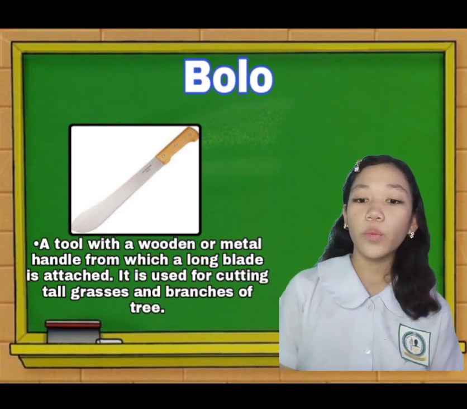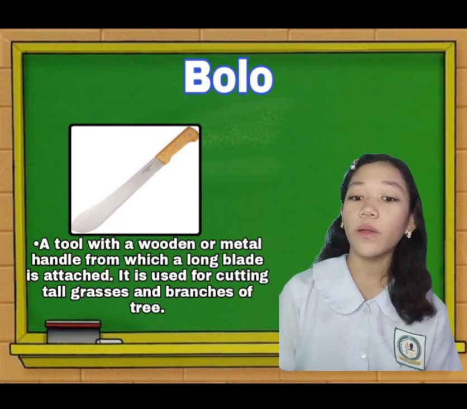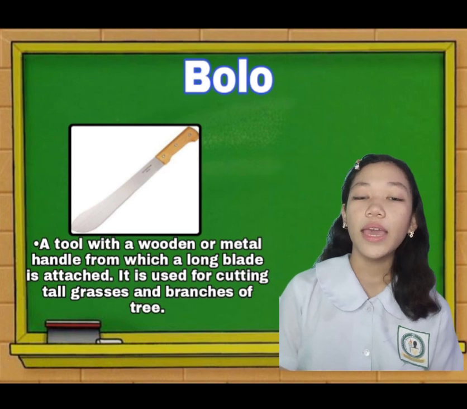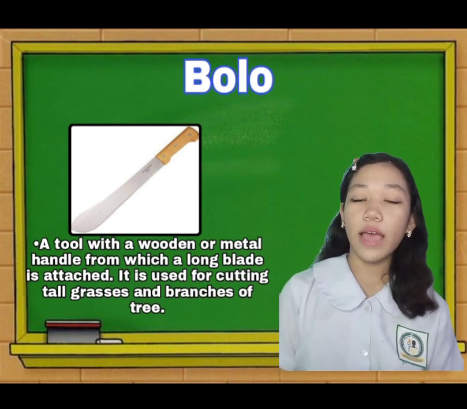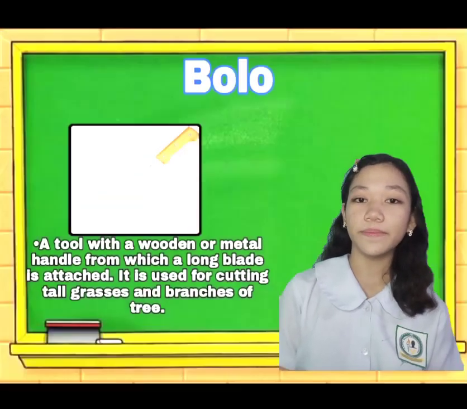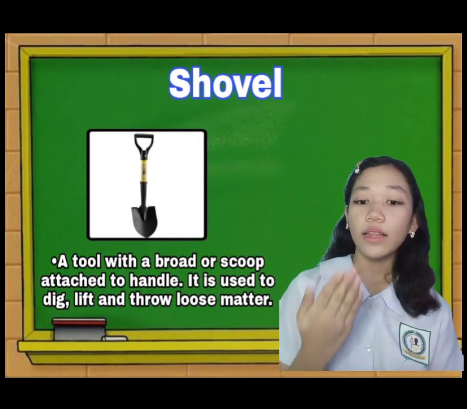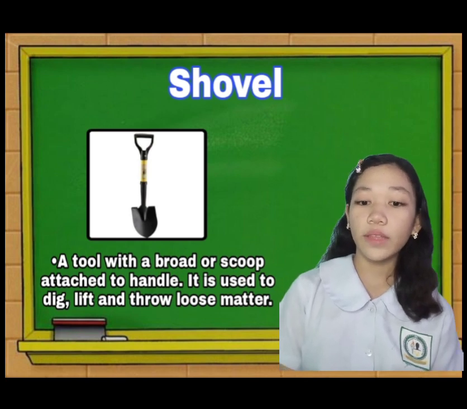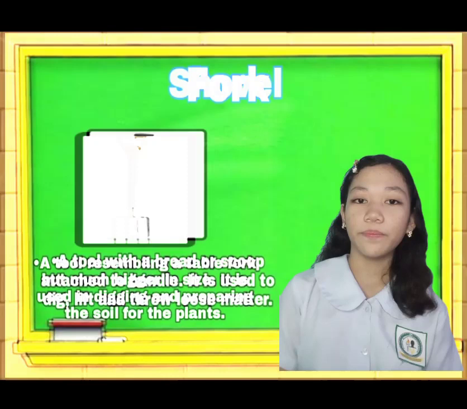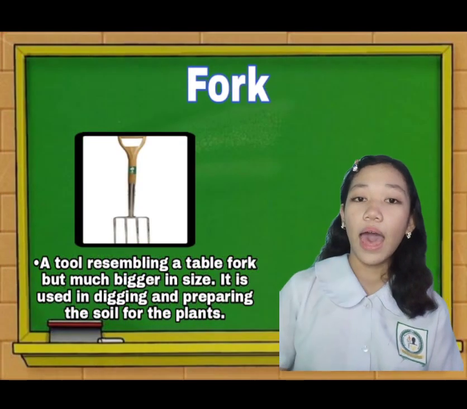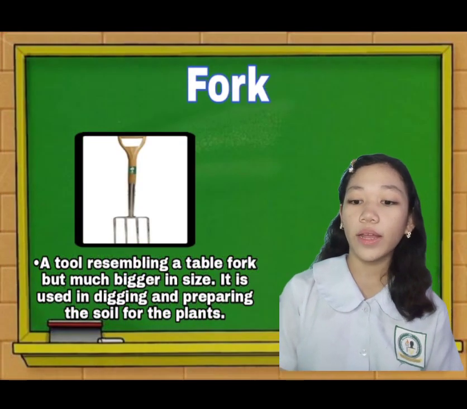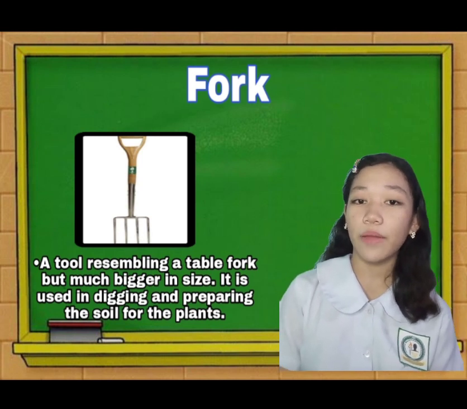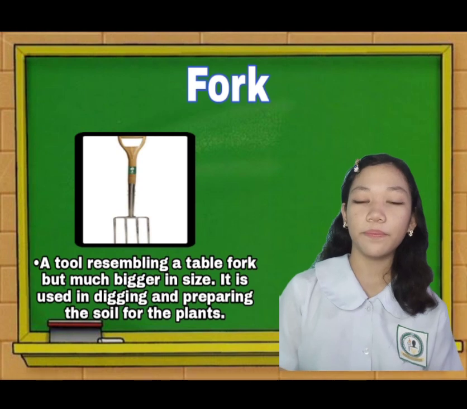Bolo, a tool with a wooden or metal handle from which a long blade is attached. It is used for cutting tall grasses and branches of trees. Shovel, a tool with a broad scoop attached to a handle. It is used to dig, lift, and throw loose mortar. Fork, a tool resembling a table fork but much bigger in size. It is used in digging and preparing the soil for the plants.